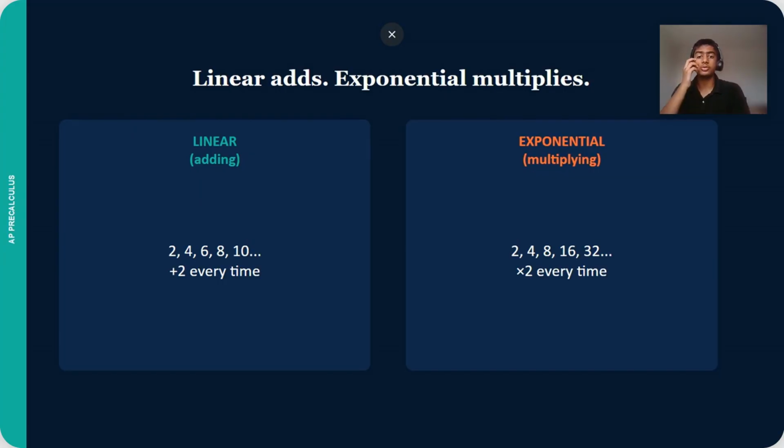So here's the actual definition. It's simpler than it sounds. A linear function adds the same amount every step. That's what a slope is. An exponential function multiplies by the same amount every step. That number you multiply by is what we call the growth factor. The paper folding is exponential because every fold multiplies the thickness by 2. It's never addition. That's the single biggest thing to lock in before we touch a formula.